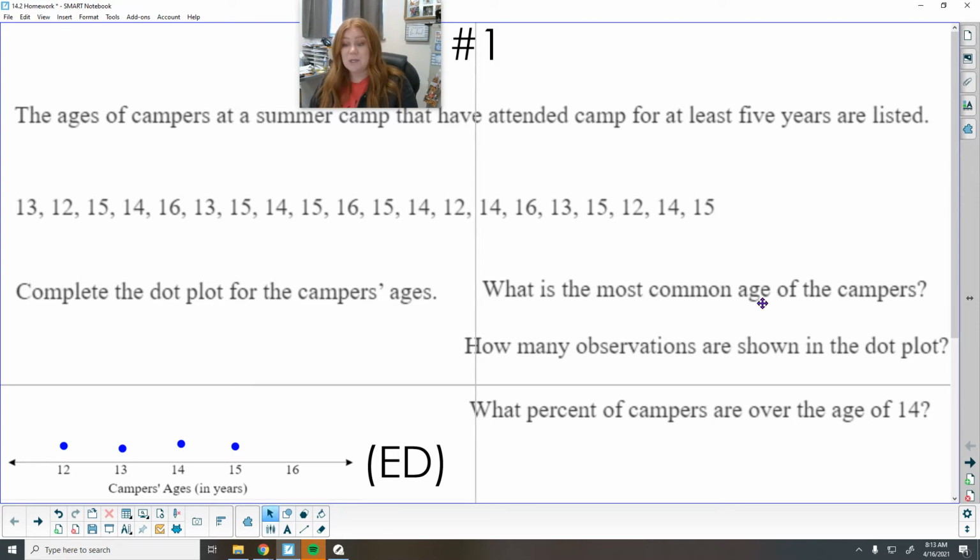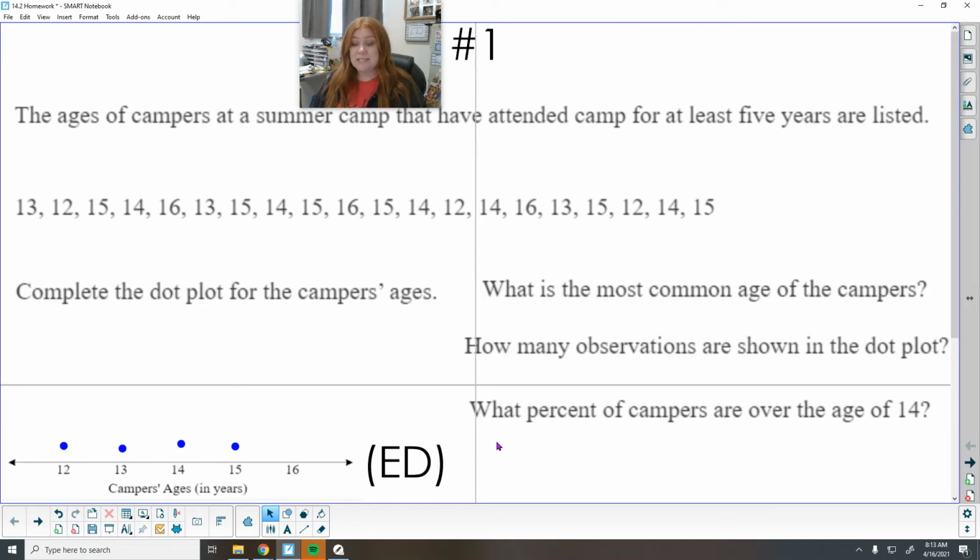What is the most common age of the campers? Whichever one you made the highest is the most common. How many observations are there? Remember, observations just represent a person or a thing that was looked at. Each of these is representing a person. So how many are there? Or you can count each of the dots.